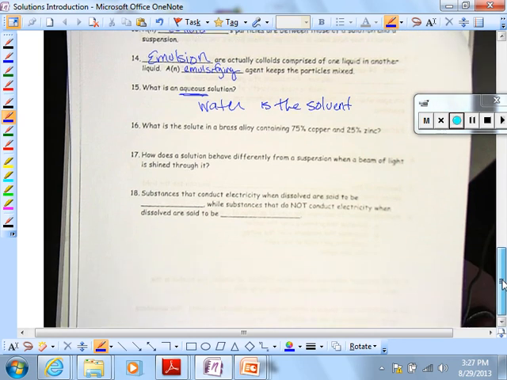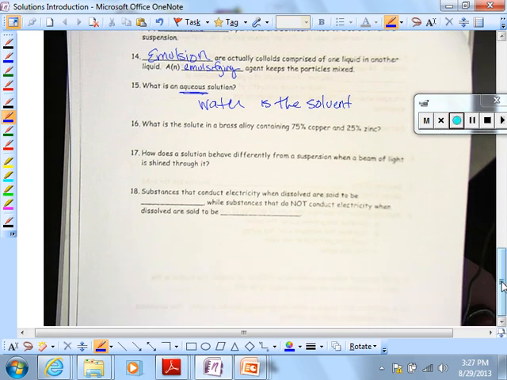All right. What is the solute if we have 75% copper and 25% zinc? Okay, the one in the smaller amount is the solute, and the one in the larger amount is the solvent. So the zinc would be the solute. Okay, this is smaller concentration zinc.